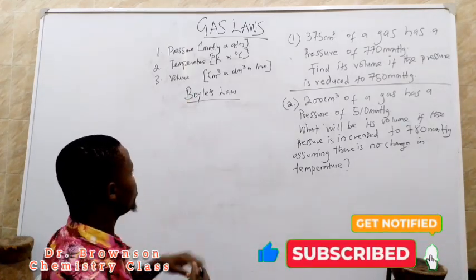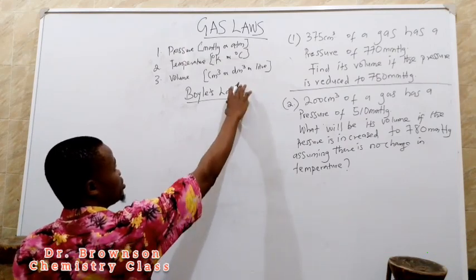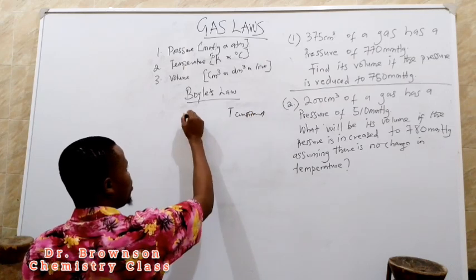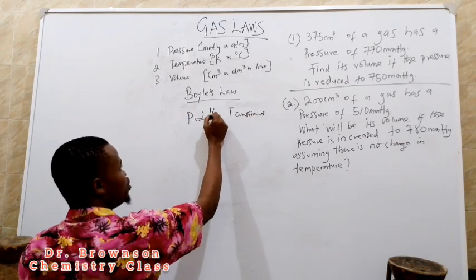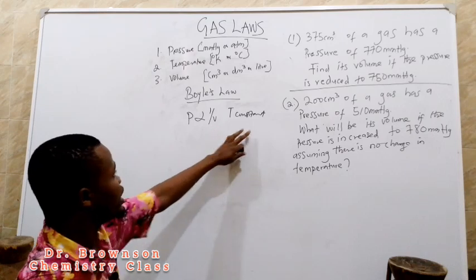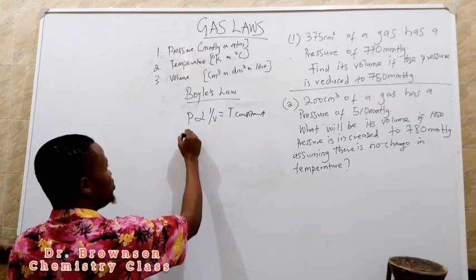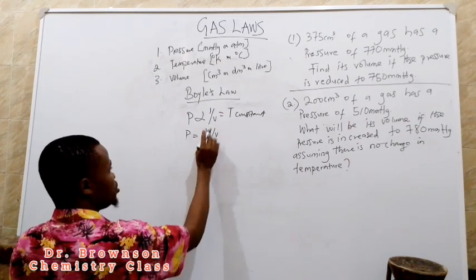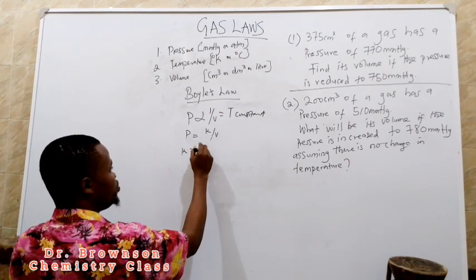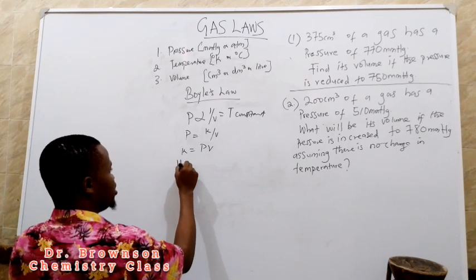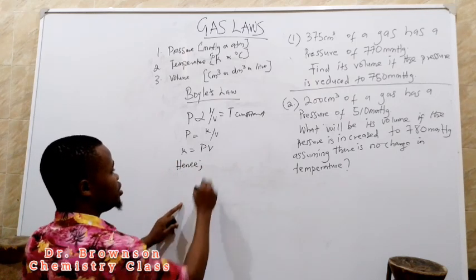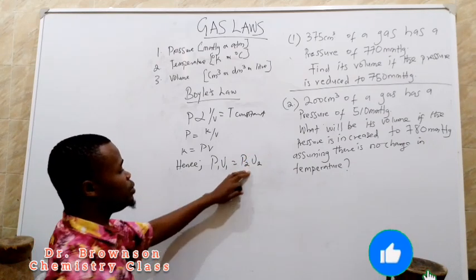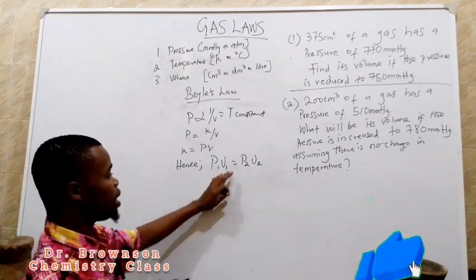So stating that mathematically, at a constant temperature, the pressure of a given mass of a gas is inversely proportional to its volume. Now, you say that P equals K over V. So making K the subject of the formula, we have K equals PV. Hence, the general formula for Boyle's law is P1 V1 equals P2 V2.